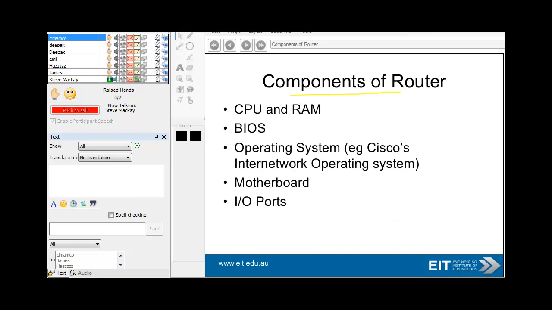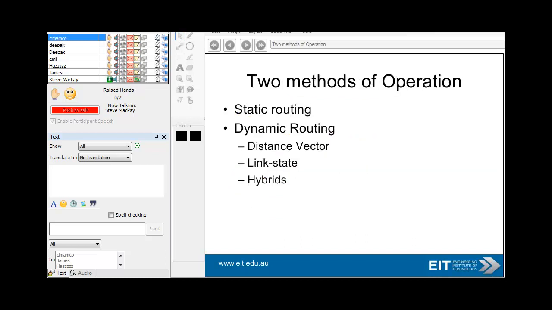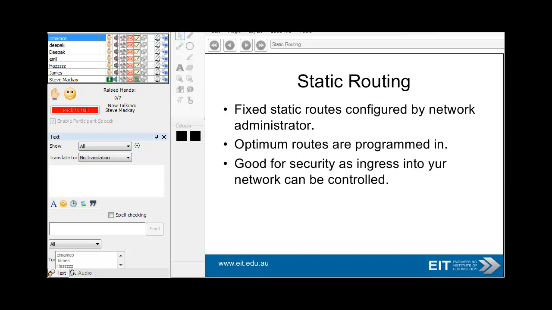Components of a router: well, basically it's a computer. So it's got a CPU, BIOS, and operating system, Cisco being probably the most famous. Motherboard, and then I/O ports to connect to the different networks, different internetworks. Two methods of operation: static routing and dynamic routing. With static routing, you often hear that everything's fixed, and dynamic routing is different ways of doing it: distance vector, link state, and hybrid approaches, a combination of those two.